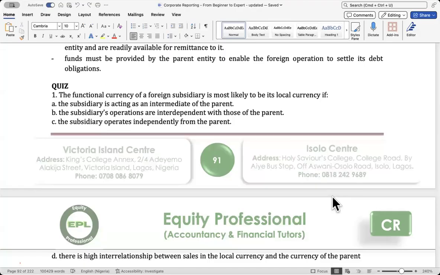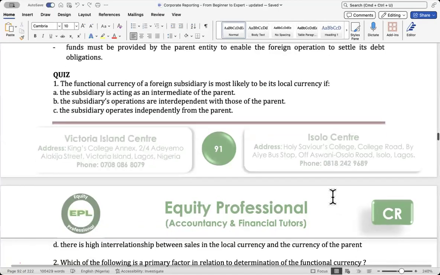What's the answer here? Independently. That is, the subsidiary is working independent of the parent, so it adopts the local currency. That's correct. That means it doesn't have the same functional currency as that of the parent. Good. Let's look at the second one.